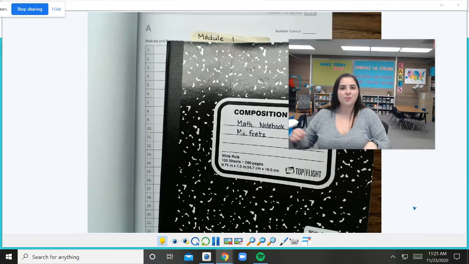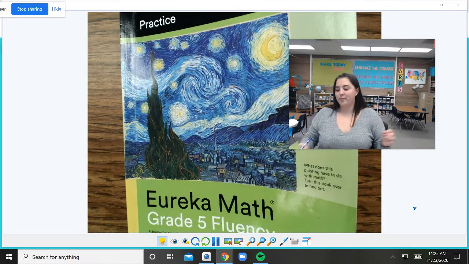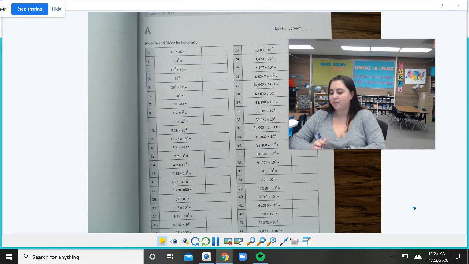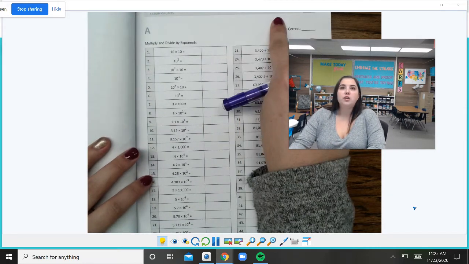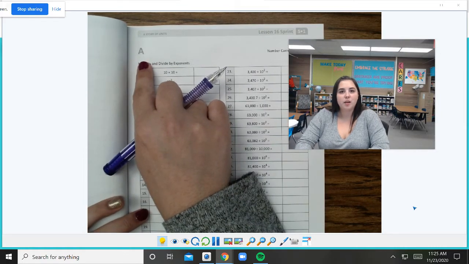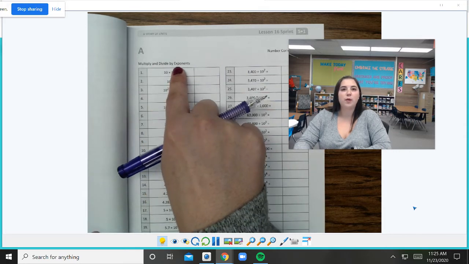Hi, fifth graders. We're going to do another sprint today for lesson 16. In your yellow practice book, open up to page 37. You'll know you're on the right page if you see lesson 16 sprint, and we want side A. On these sprints, you're going to be multiplying and dividing by exponents.